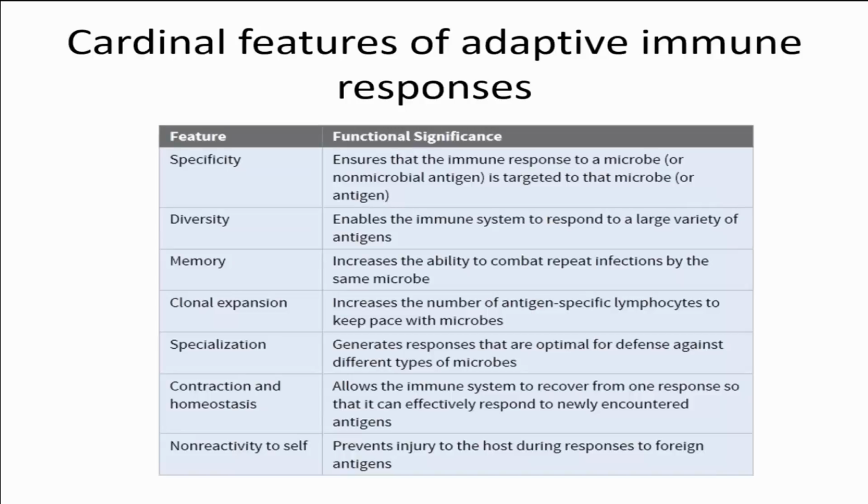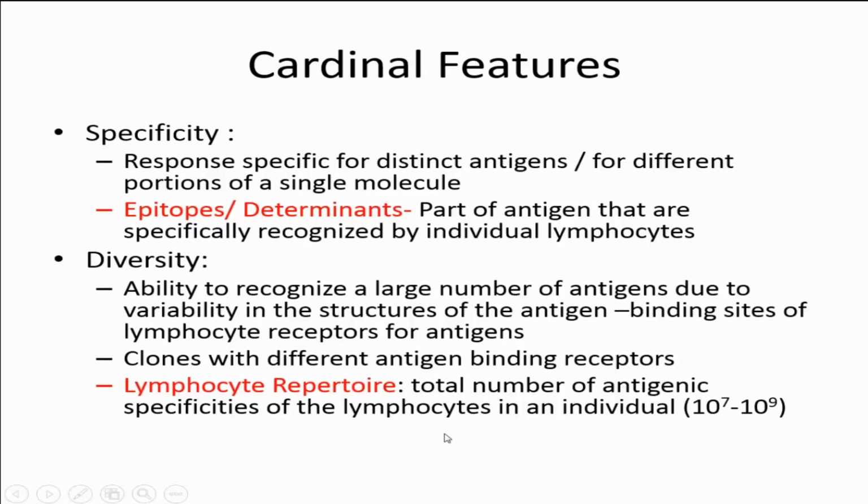So let's talk about some of the features of the adaptive immune system. As you see in this table here, the adaptive immune response is specific, diverse, it gives memory, and there are some other features, and we'll talk about each one. So what is specificity? The response from the adaptive immune system is very specific for distinct antigens or for different portions of a single molecule. It might be just a part of the antigen to which the immune response is directed. And that brings us to another definition called epitopes or determinants, which mean the same thing.